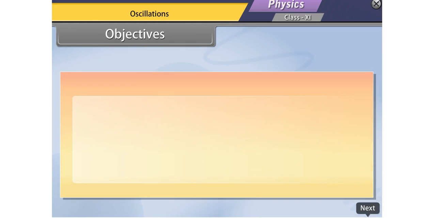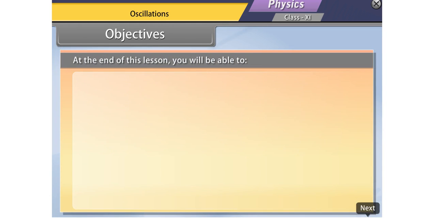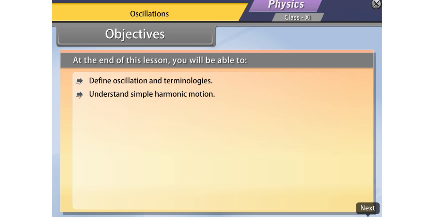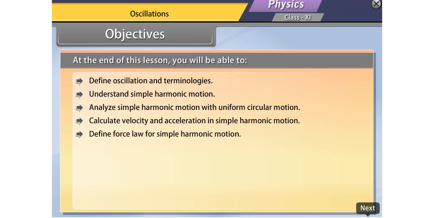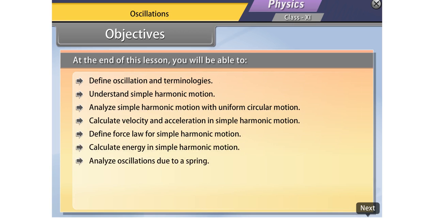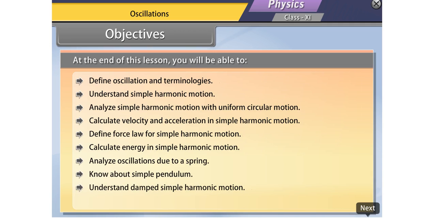Objectives. At the end of this lesson, you will be able to define oscillation and terminologies, understand simple harmonic motion, analyze simple harmonic motion with uniform circular motion, calculate velocity and acceleration in simple harmonic motion, define force law for simple harmonic motion, calculate energy in simple harmonic motion, analyze oscillations due to a spring, know about simple pendulum, understand damped simple harmonic motion, define forced oscillations and resonance.